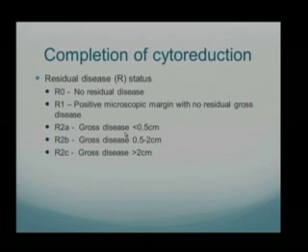R2A would be any gross disease that's less than 0.5 centimeters. R2B is anywhere between 0.5 to 2 centimeters. And R2C is gross disease greater than 2 centimeters. So classically, anything R2A or above, the chances of chemotherapy penetration from a HIPEC standpoint is not that great. So ideally, what you should shoot for is R0 or R1 resection, which would allow better penetration of chemotherapy.